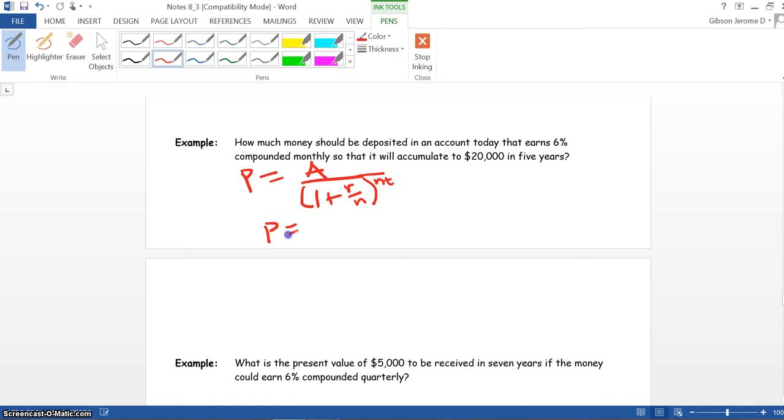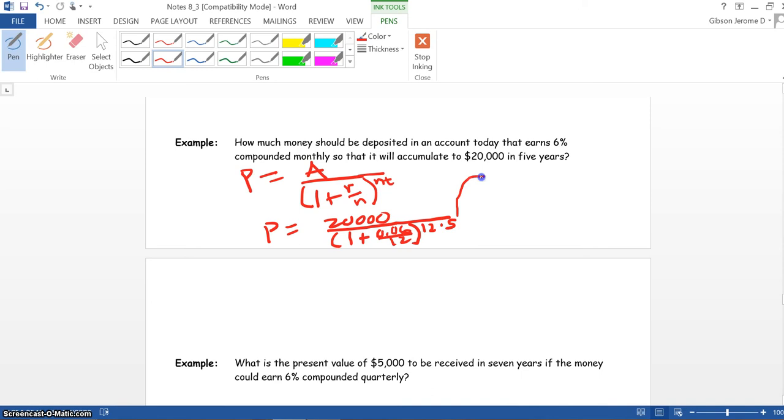So we will have P is equal to A, which is 20,000, divided by 1 plus our rate of interest, which is 6% or 0.06, all over 12, because it's 12 months in a year. And then our N is 12 and our T is 5.